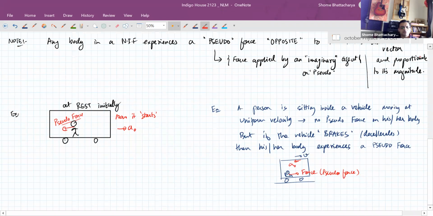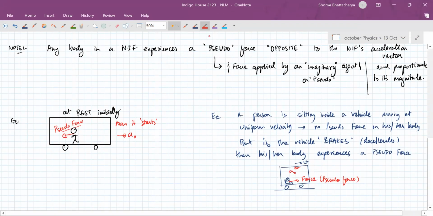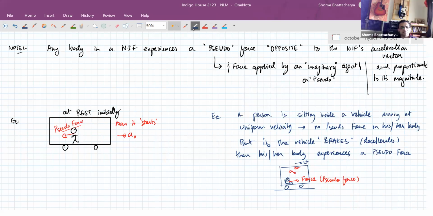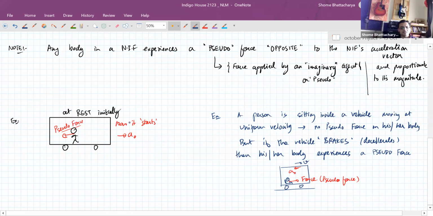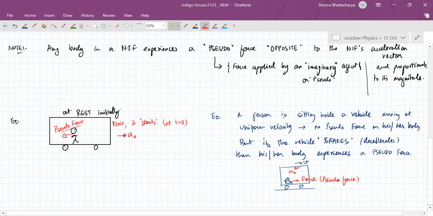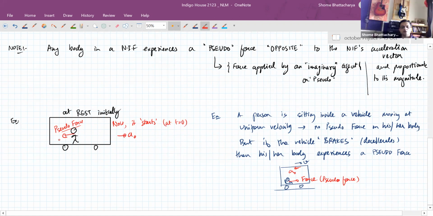Okay. So make a note of this. What is written on the left side in the red ink? In the left example, the object is at rest initially. Now it starts, so it starts motion in the forward direction. Now at t equal to 0, it suddenly starts moving. So as it starts moving, it has to accelerate forward. So the moment it accelerates forward, you will experience the backward force acting on a body inside. Is it clear?